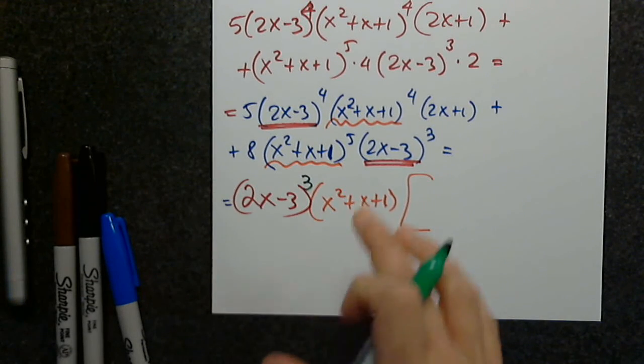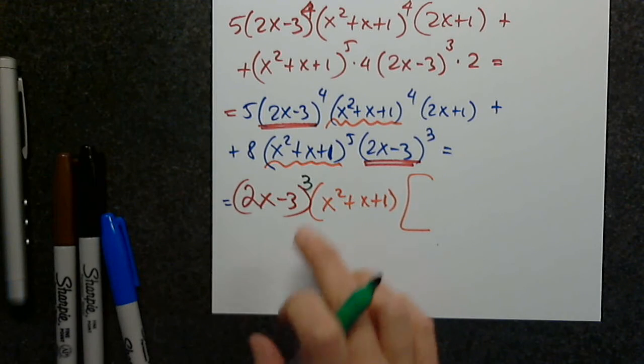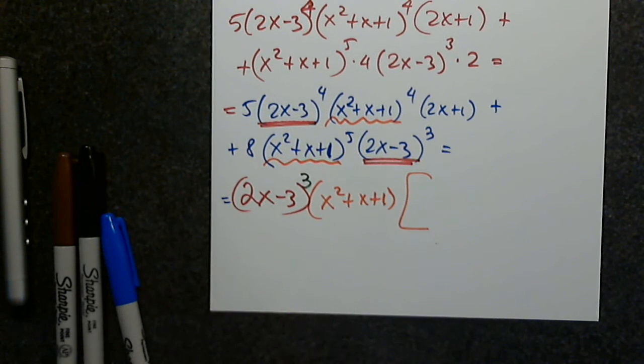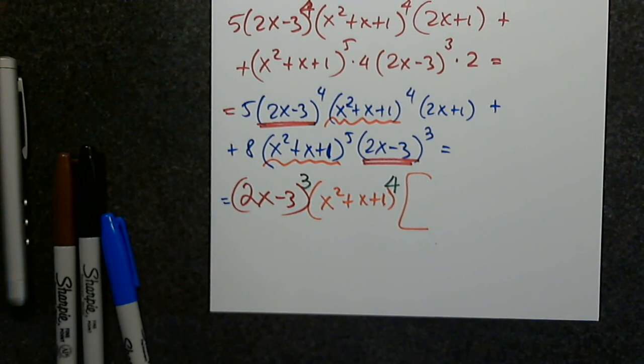Good. This factor in the first term has power 4. Same factor in the second term has power 5. Which power will I choose? 4. Indeed. Always the smallest of the two. Now, ready?